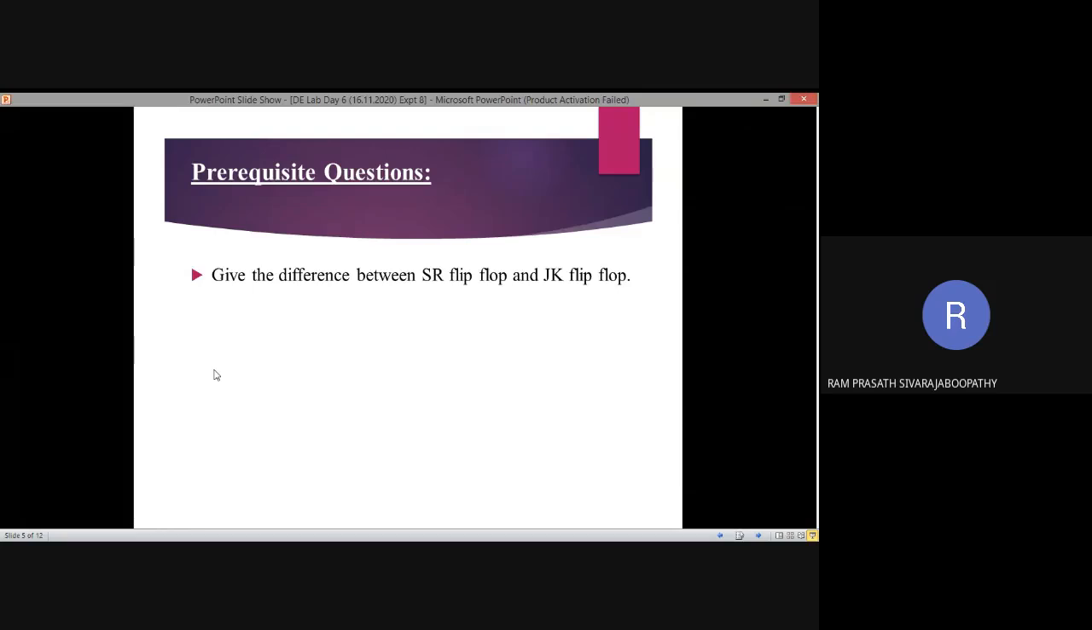I will give you one clue. In the case of SR flip-flop, if we give both inputs are 1, it is indeterminate state or invalid combination of input. What about in JK? See, 1-1 combination in SR flip-flop is invalid. What about in JK? In JK, if both inputs are 1, what will happen?